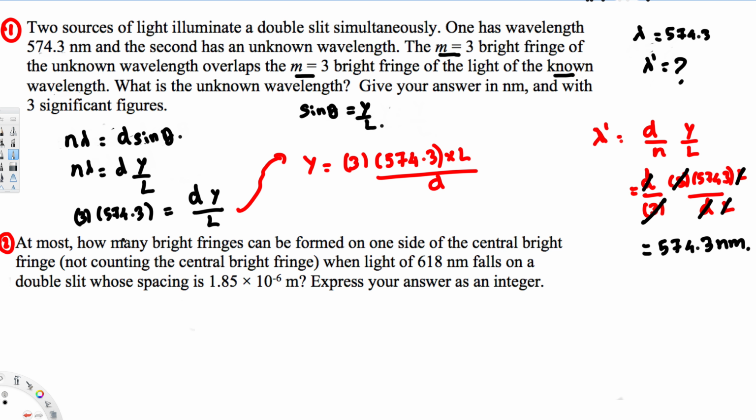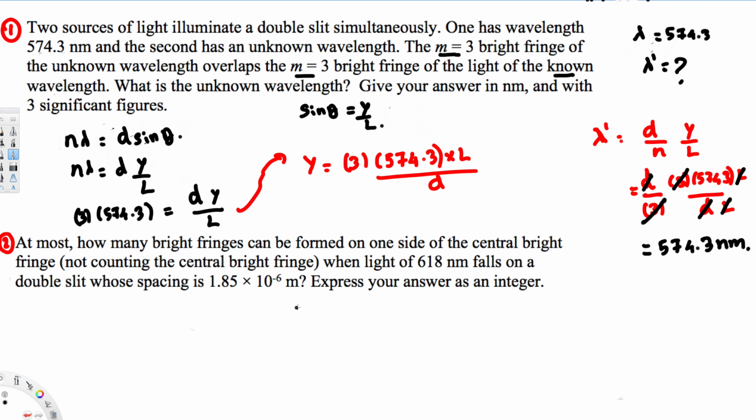Now let's look at the second one. At most, how many bright fringes can be formed on one side of the central bright fringe, not counting the central bright fringe, when light of 618 nanometer falls on a double slit whose spacing is 1.85 times 10 to the power of minus 6 meter.